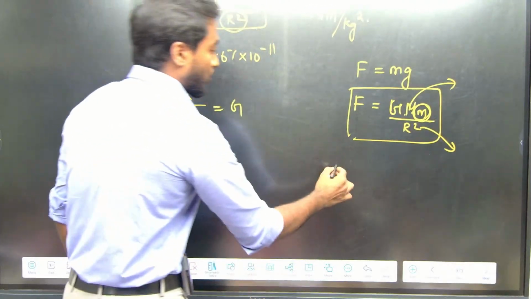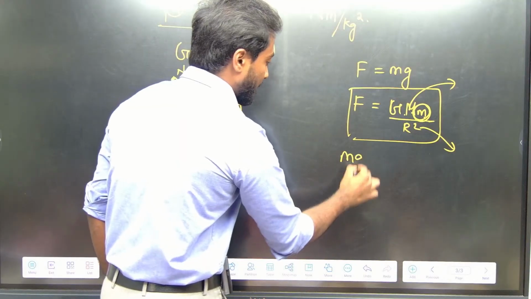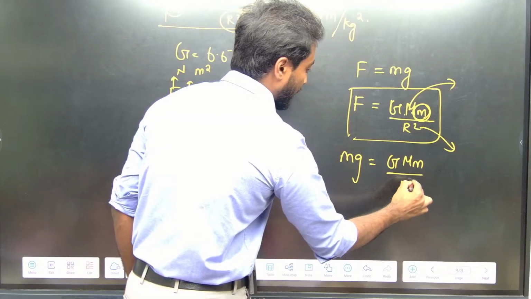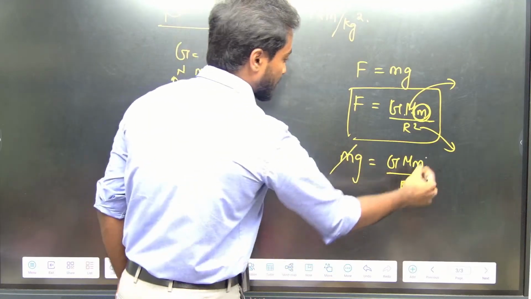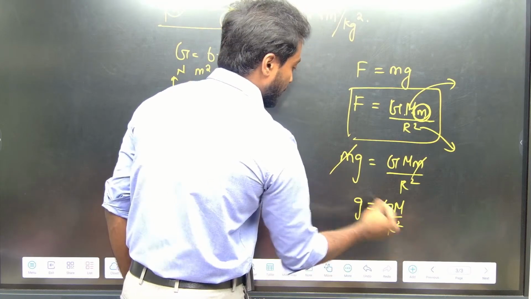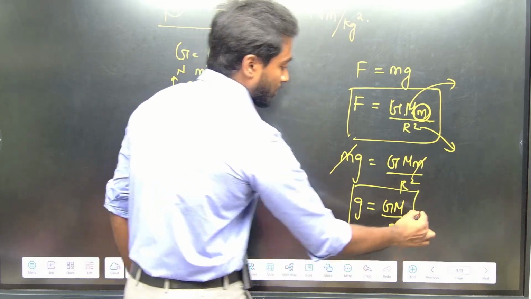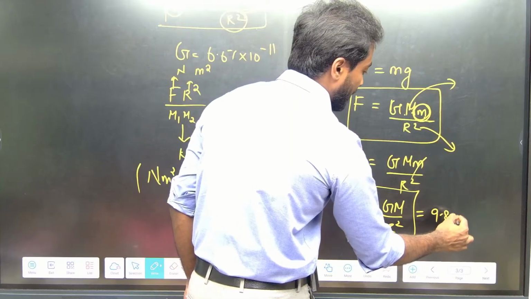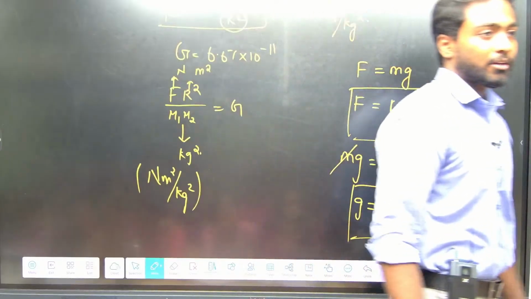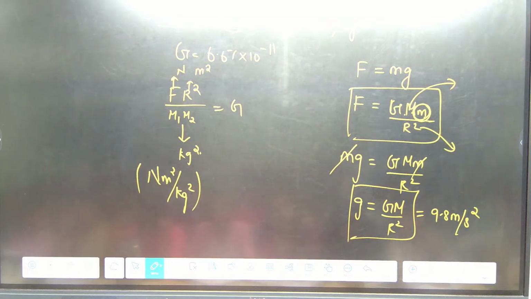Now if I equate this, mg will be equal to G capital M small m by r square. Here I can cancel these two, so g will be equal to GM by r square. From this only we got the value as 9.8 meter per second square. Take down, this is the gravity.